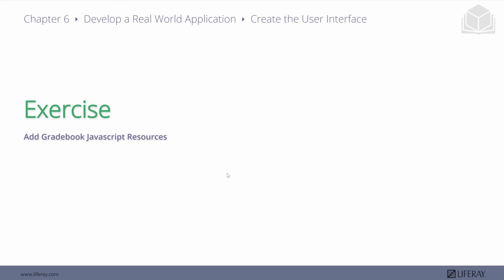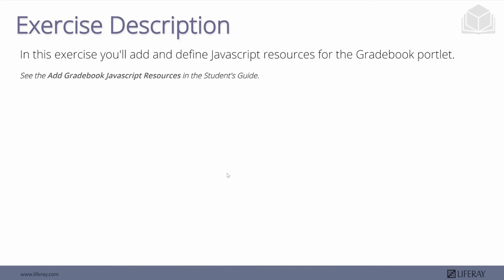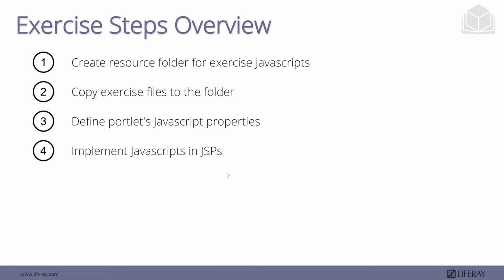So let's go ahead and walk through an exercise in which we're going to be incorporating some JavaScript into our gradebook application. So the steps are going to be as so. We're going to first create a folder that will contain our JavaScript files. We'll head over to our exercises file and copy some of those over to our project. We'll then define the JavaScript files that we're going to be using by declaring them within our portlet's property element in the component annotation, implement the JavaScript, and then test it out. So let's go ahead and take a look and see what that looks like.